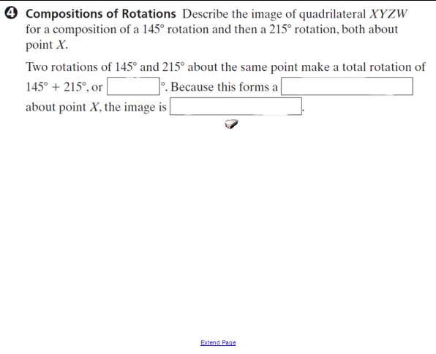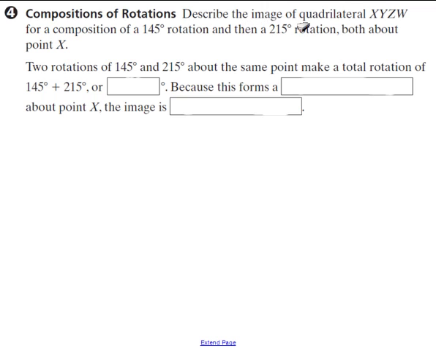When we look at compositions, we can rotate once and then rotate again and combine those 2 rotations. Just like we did in translation, we can translate along the x-axis, then translate along the y-axis, or we can translate x and then x and add them together. So you can compose multiple transformations.